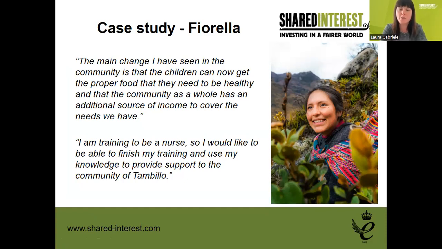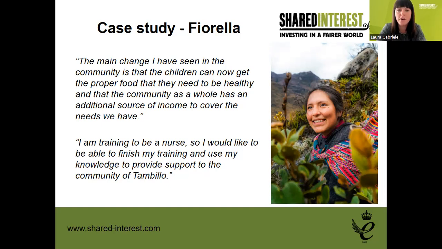So Fiorella, who you saw in the video just now, lives in the region of Tambillo, which is approximately a 2-hour walk from the area where the harvesters are currently collecting the moss. But those areas do move, so obviously those distances change based on the harvest seasons.